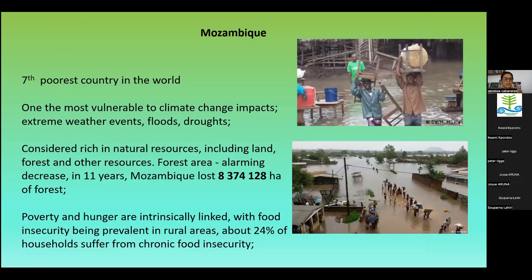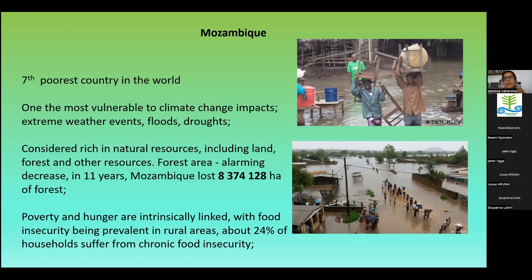Mozambique is considered the seventh poorest country in the world, one of the most vulnerable countries to climate change impacts. As we have seen in the last 5 years, we have been hit by at least three or four tropical storms with very serious economic and social impacts. Mozambique is also considered very rich in natural resources, which include lands, forests, and other resources.